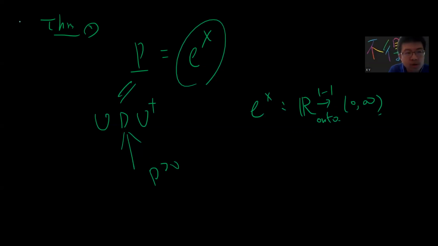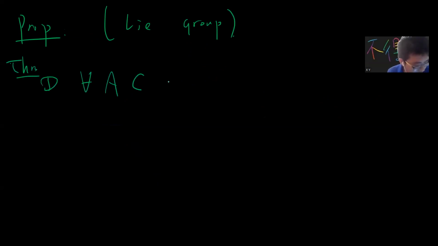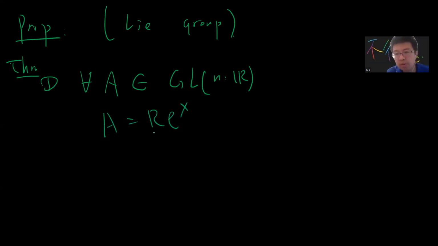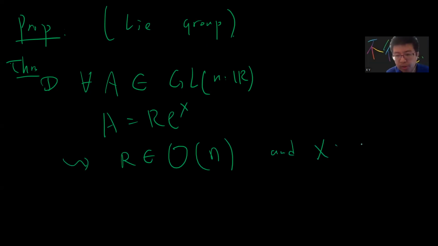Okay, and there is a proposition. This proposition is also simple but interesting from the Lie perspective. So theorem 1: for every A, if we only focus on the real numbers (previously we worked in the complex numbers), one can write A equals R exponential X. In the complex case this R is unitary, but in the real case R is in the orthogonal group, and X will be real and symmetric.